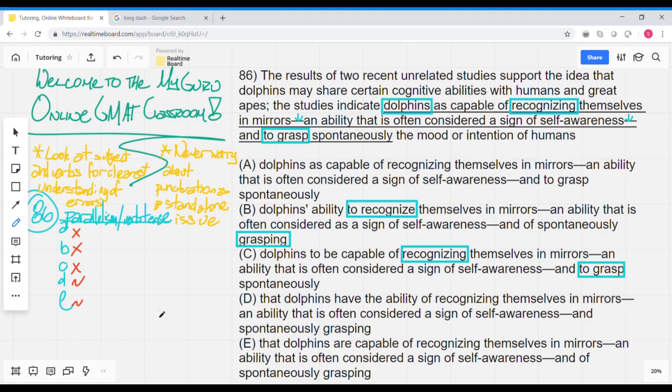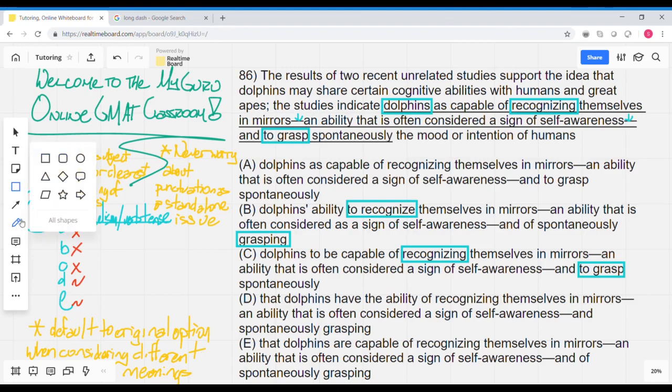We've got dolphins are capable of recognizing versus have the ability of recognizing. And here you have to be actually literal. So always default to the sentence as it was written when you're considering issues of meaning. Because when you literally consider it, having the ability and being capable do not actually mean the same thing.